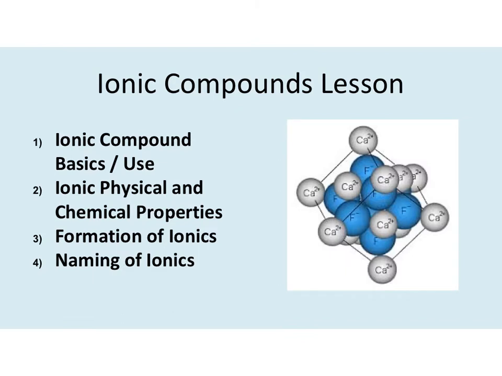So the first compound we're going to discuss today are ionics. We're really only going to go through four things on ionics, very basically. The first one is just ionic basics and when we use them, so why we're even studying them. The second one: we've already talked about physical and chemical properties, mostly for elements, but now we're going to talk about, once you make a compound, what abilities and characteristics it has. Then we're going to go through the formation of ionics and then the naming of ionics.